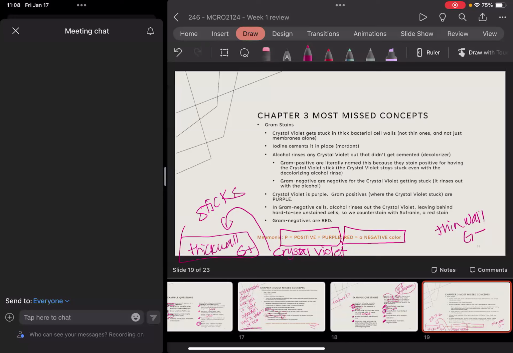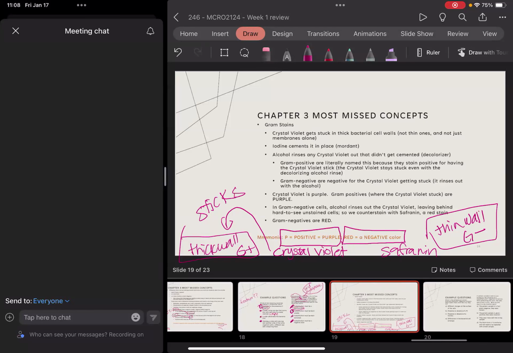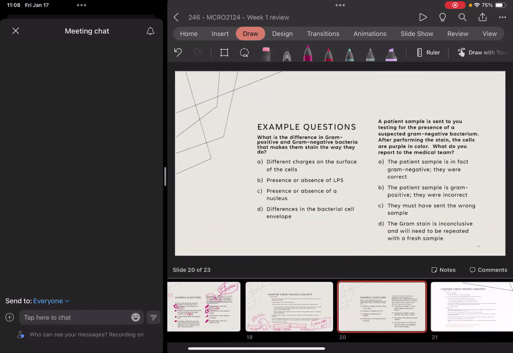that red color is imparted by safranin, which is our counterstain, because we're going to rinse out the crystal violet of our gram negatives when we rinse it with alcohol. Anyways, I don't want to get too much into the steps of it because we're going to learn about that in chapter 4. But the idea is the crystal violet is our differential stain. Gram positives are purple. Gram negatives are red. Red's a negative color, and that's how you'll remember that.